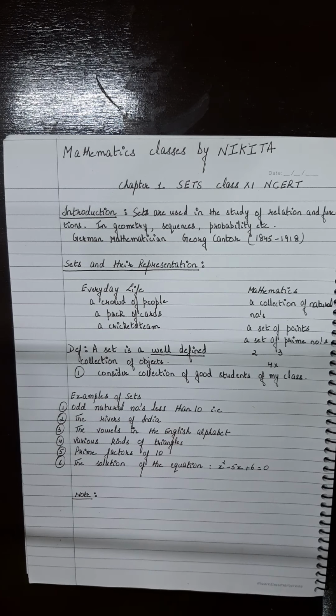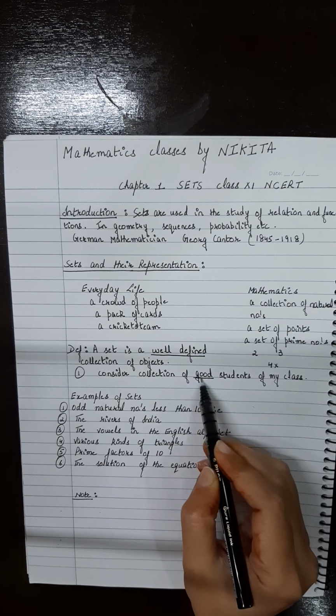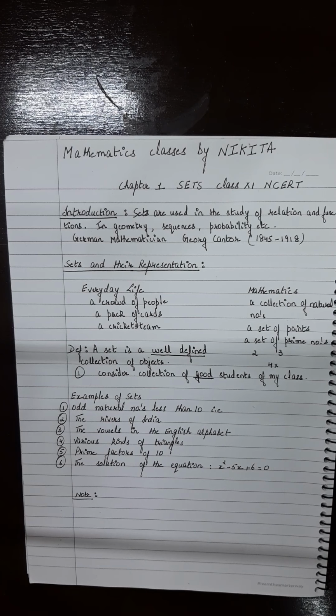Now is this a set? Collection of good students of my class. Now see, it is not a set. Why? Because the term good is not a deciding factor. It is not well defined.